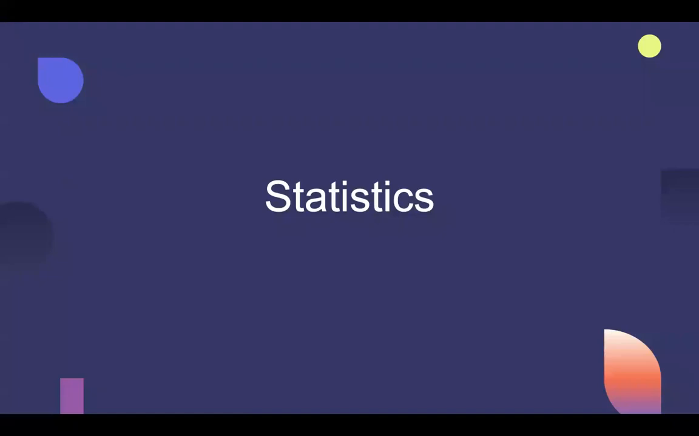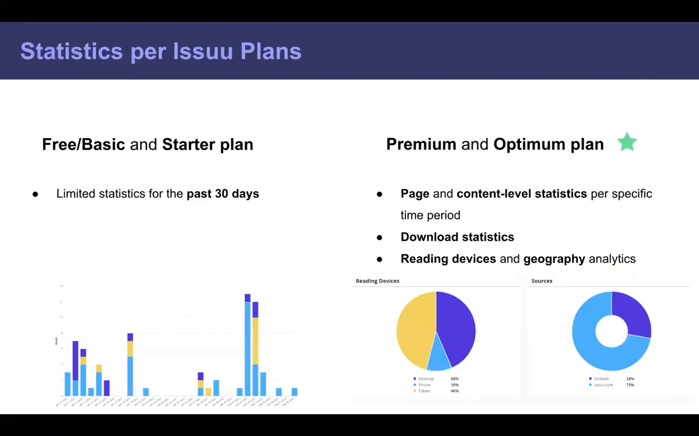Let me briefly talk a bit about statistics. Again, this is a premium feature. It can be useful for you because you can have a look at how your publication, your article stories, and your visual stories are performing. And based on that, you can maybe change the plan for your upcoming publication. So we have 4 plans on Issuu: free basic, starter, premium, and optimum. On free basic and starter, we only have limited access to statistics for the past 30 days.